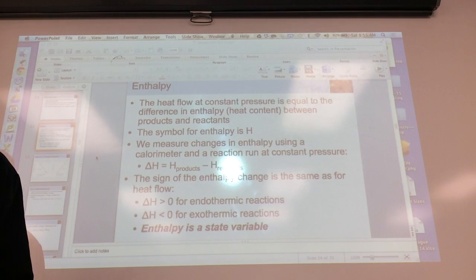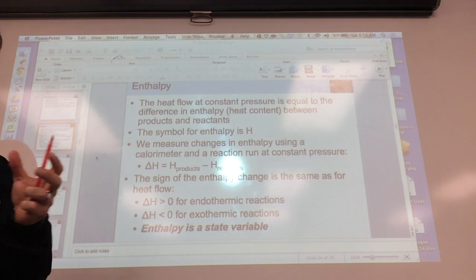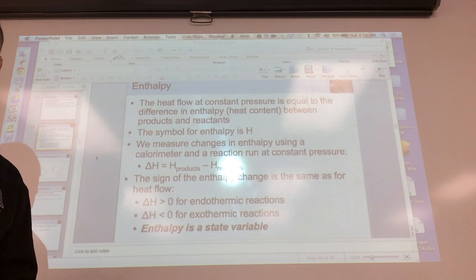And there's a property called enthalpy, okay, and you're going to use this pretty much most of the year. Enthalpy is the heat flow between reactants and products in a reaction. So if you burn a match, the heat flow would be the energy going from the substance to the surroundings. Okay, it's a very exothermic reaction.